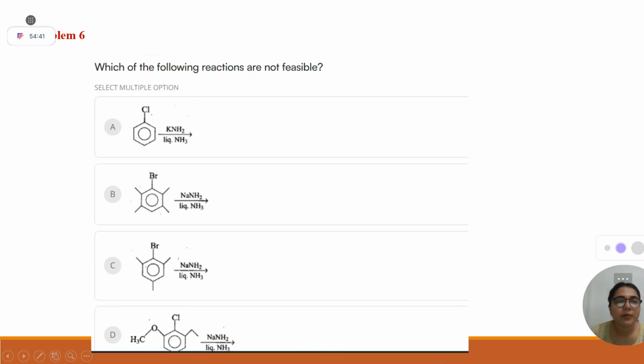Okay. Problem number 6. Which of the following reactions are not feasible? These are your options. One by one, you tell me. In option number A, what type of reaction is it? Type 1 or type 2? Let me clear here. Type 1 is addition, then elimination, and type 2 is your benzyne.